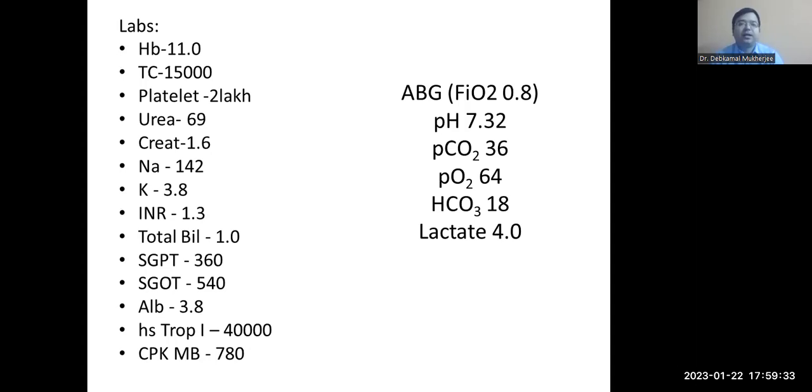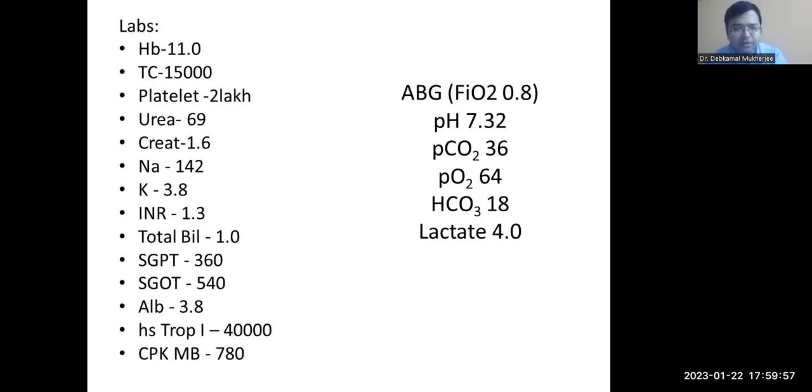So we got his initial set of labs with us. His hemoglobin was normal, 11. His total count was on a higher side, as we expect in a patient of AMI. It was 15,000. His urea was 69, and creatinine was 1.6, which was a bit on the higher side. And his sodium electrolytes were normal.